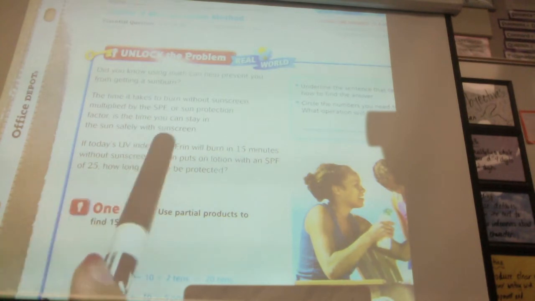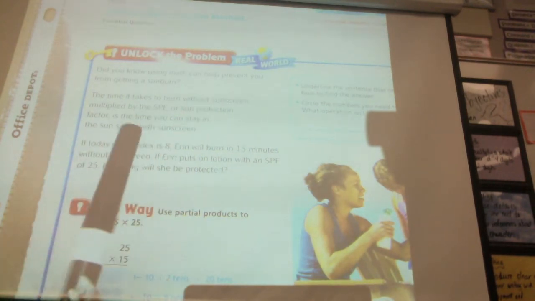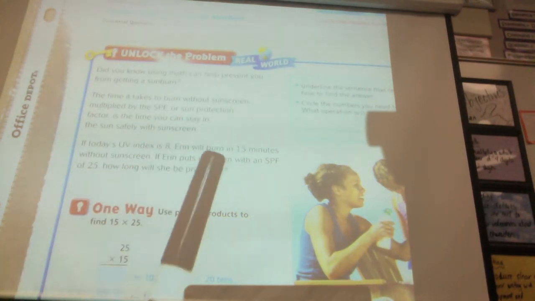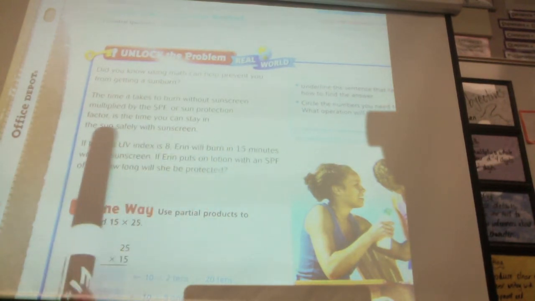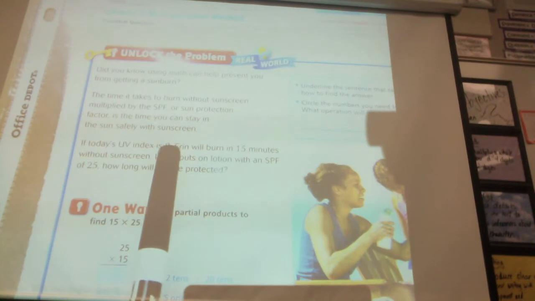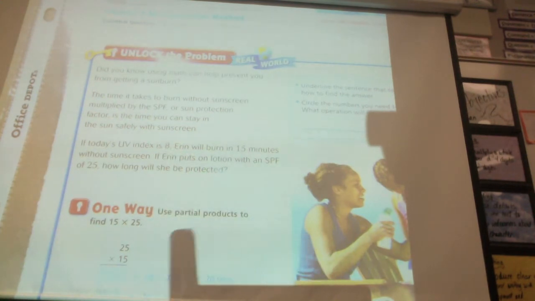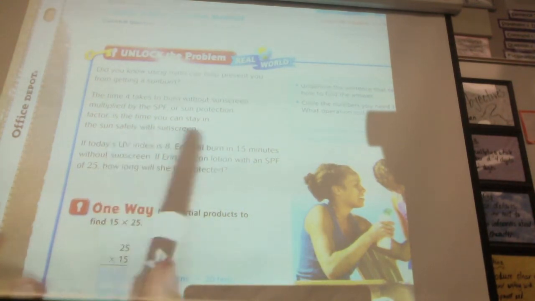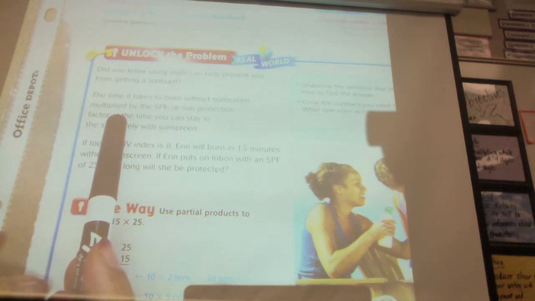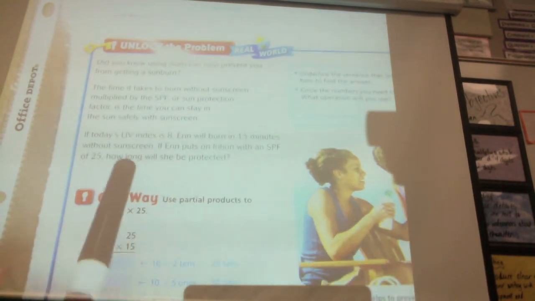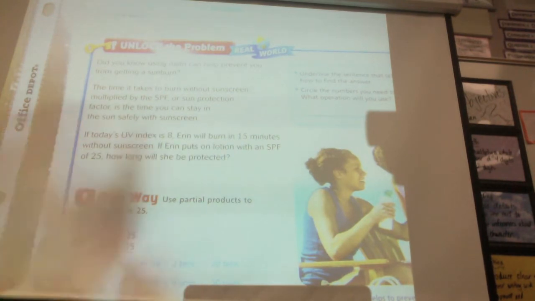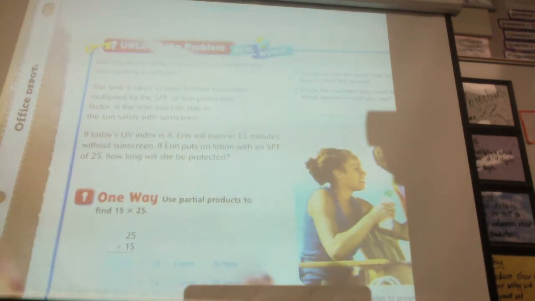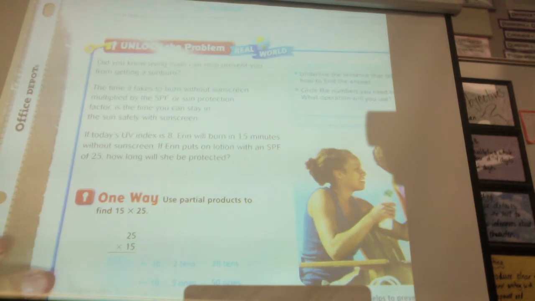So the time it takes to burn in the sun times the SPF, or sun protection factor, is the time you can stay in the sun safely with your sunscreen. So how do we know what the time is that we can be in the sun safely? Every day there's a UV index given, and whatever that index is for that day, this is how long you can stay in the sun without being burned.